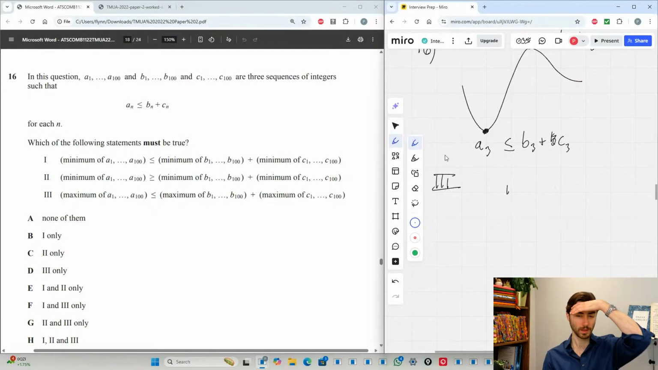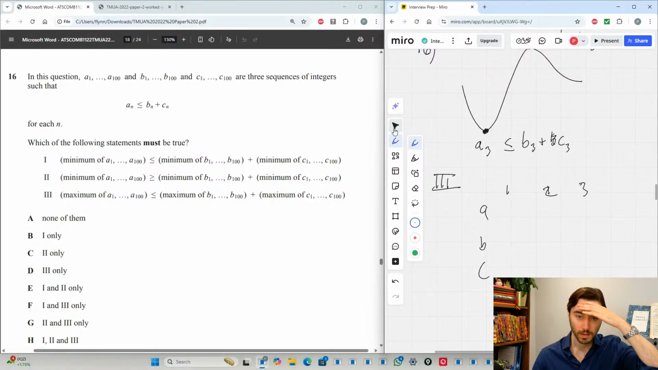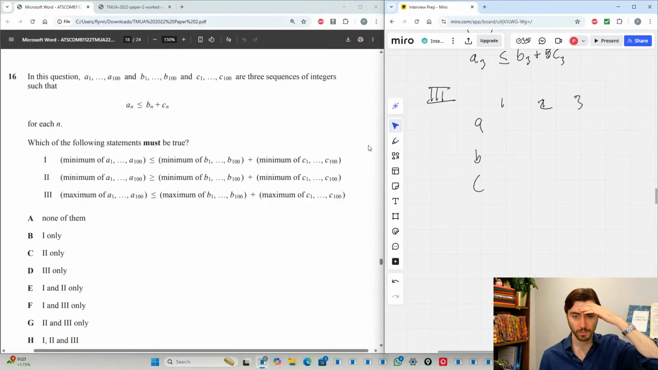How do I show this? So 1, 2, and 3 for A, B, and C. Let's say A1 was the minimum, but if that had a value, okay, so let's say this had a value of 2, this had a value of 3. So this could be 4. Let's say that was the minimum. So let's say that was 5 and that was 6 on either side.